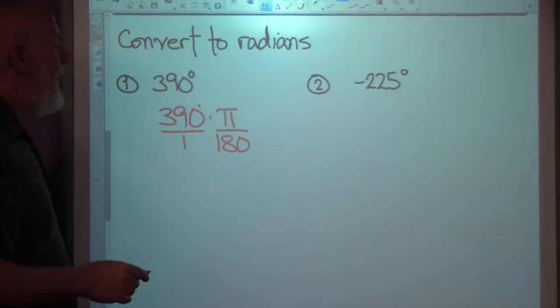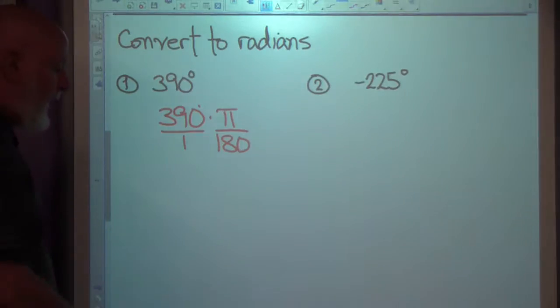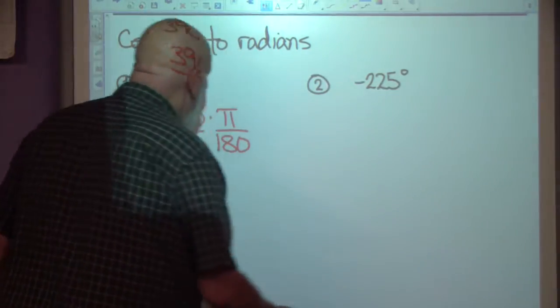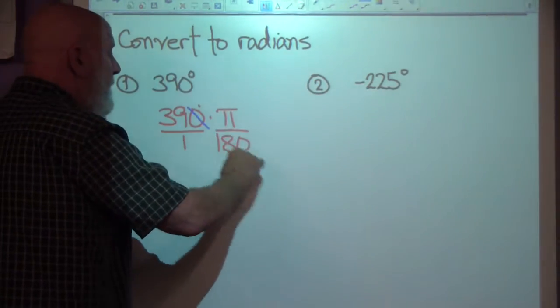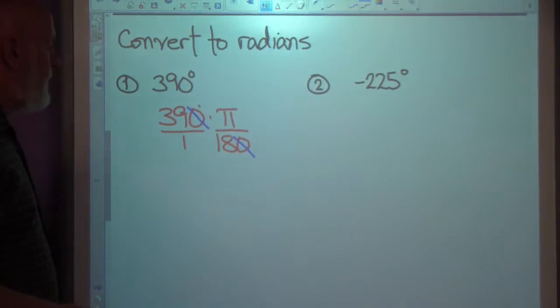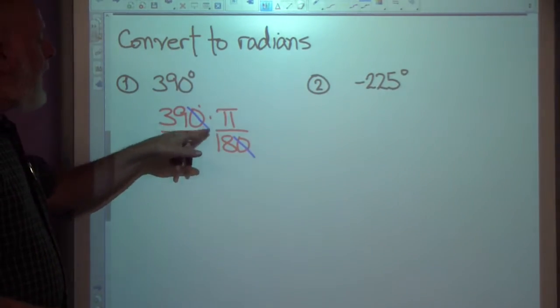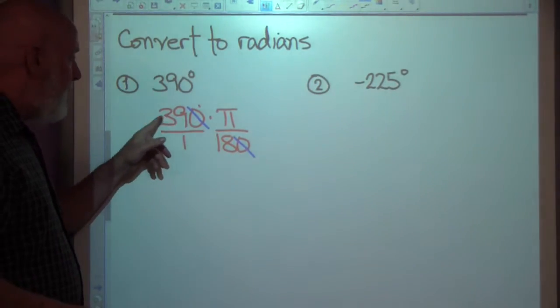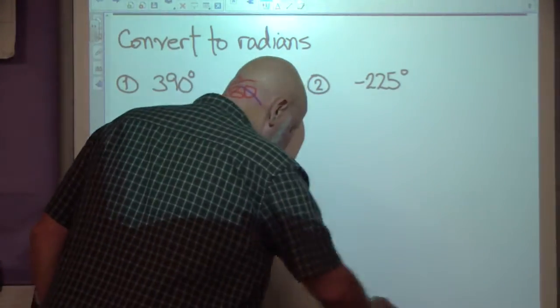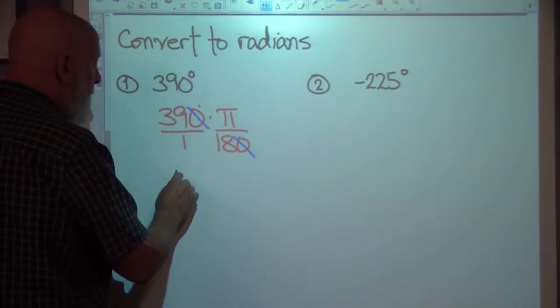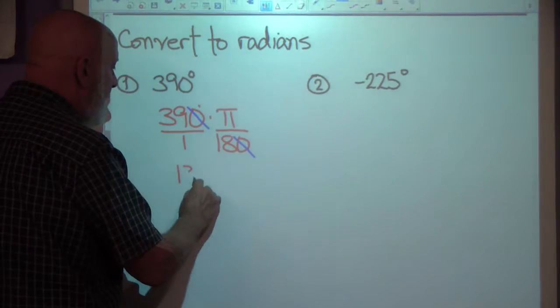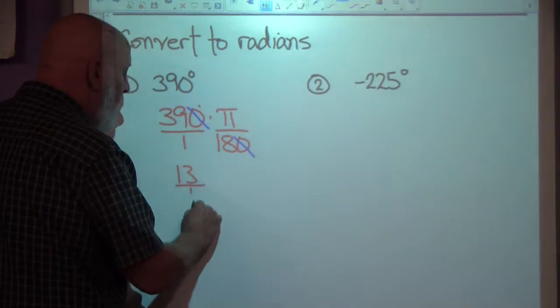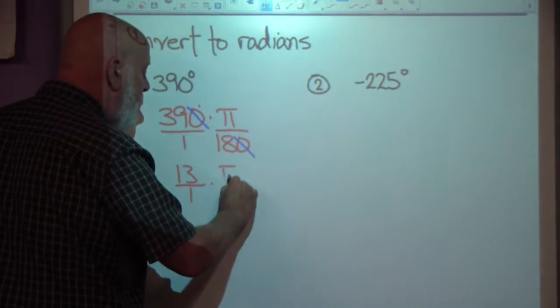Put a 1 under that, so I'm multiplying fractions. And now I can just start reducing. Well, I can see that both of these will divide by 10. 39 and 18 divide by 3. So I'm going to divide them both by 3. That will give me 13 over 1 times pi.